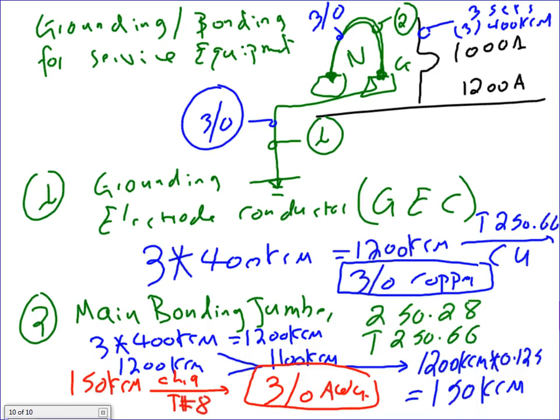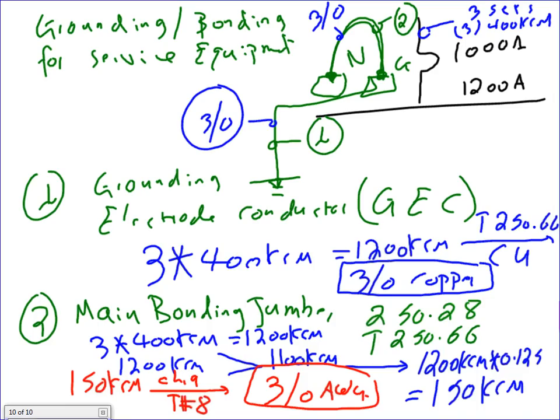Now here's my question for you. The neutral cannot be smaller than the grounding electrode conductor. What was the neutral? 4 odd. Is the neutral smaller than the grounding electrode conductor? Yes, the neutral is smaller than the grounding electrode conductor. The neutral cannot be smaller than the grounding electrode conductor.